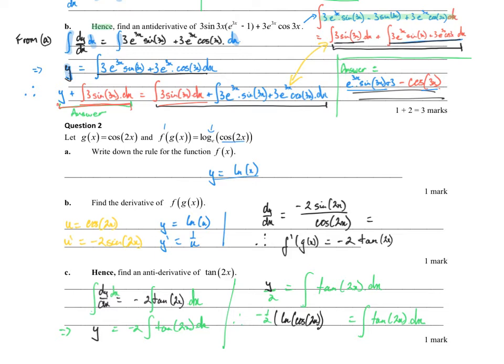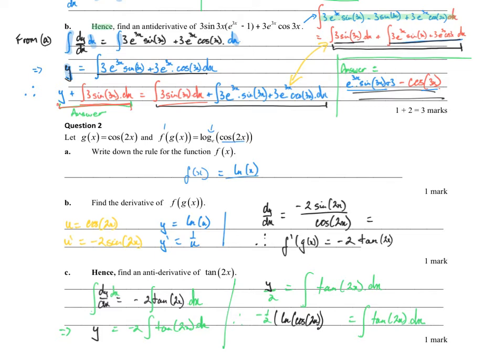We really should write, f of x is equal to natural log of x, not y. Okay, so that's what the f of x function is. So find the derivative of f of g of x. So we have a chain rule situation. So let's put u equal, so there's two ways we can do it. The long way, put u equal to cos 2x, u dash is negative 2 sine 2x, y equal to natural log of u, y dash is 1 on u.